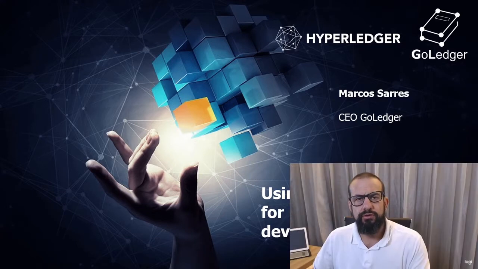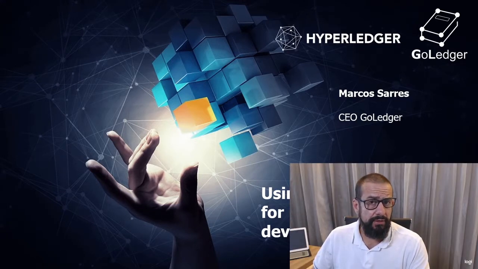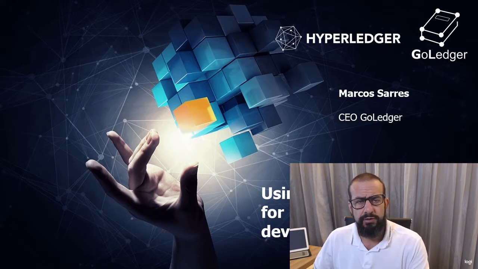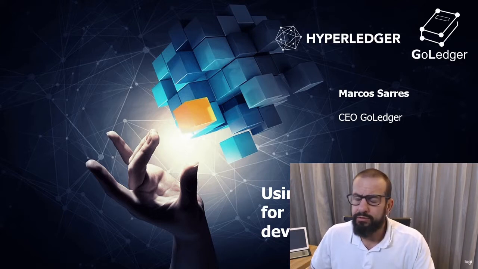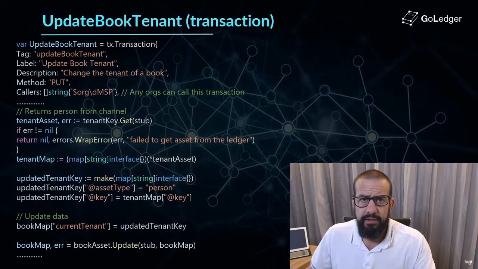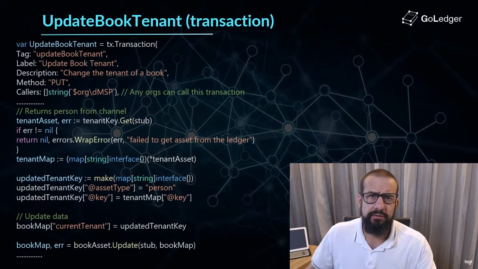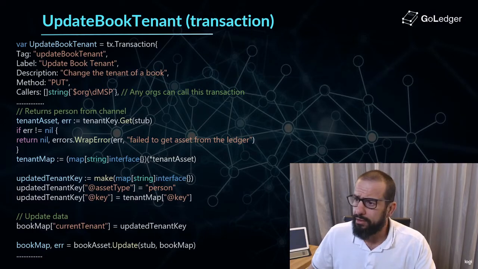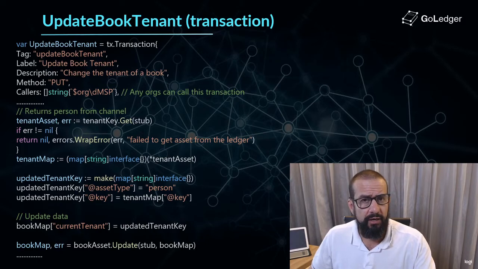Today I'm going to show the usage of method update for modifying assets inside the Hyperledger Fabric blockchain network. The method update is available on the open source chaincode library GoLedger CC-Tools. As usual, we are going to use the GoLedger CC-Tools repository. And for this demonstration, we're going to analyze the custom transaction UpdateBookTenant for showing how the method update works.